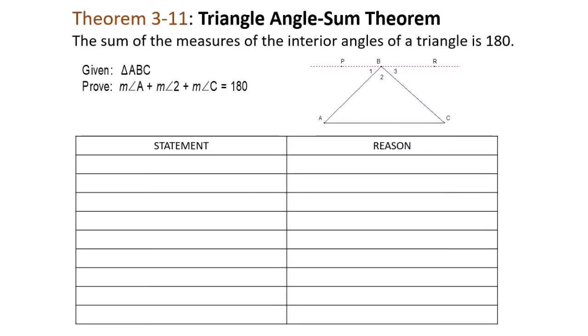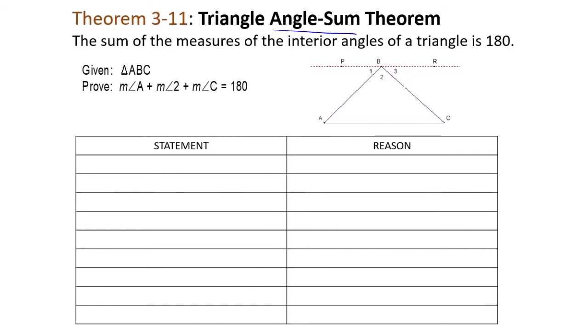The first theorem that we're going to prove in this lesson is theorem 3-11, the triangle angle sum theorem. It says what a lot of us already know, that the sum of the angles of a triangle is 180 degrees. If we add up all the measures of the interior angles of a triangle, they add up to 180 degrees. I think we all know this, but now we're going to actually prove it.